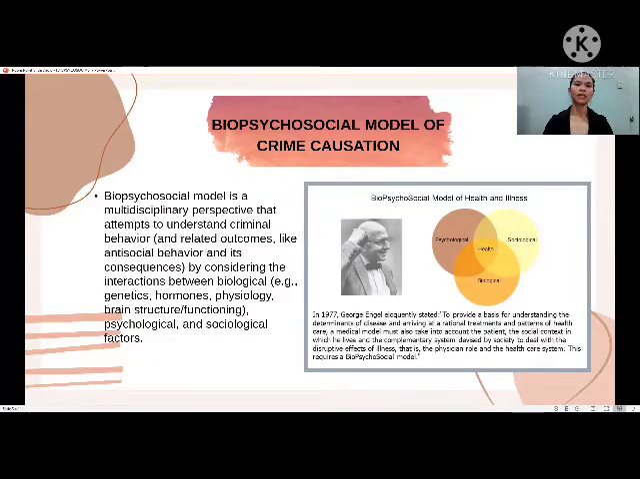The biopsychosocial model is a multidisciplinary perspective that attempts to understand criminal behavior and related outcomes like antisocial behavior and its consequences by considering the interaction between biological factors, such as genetics, hormones, physiology, brain structures and functioning, and psychological and sociological factors. The biopsychosocial is the complex relationship of these factors. When we say bio, it means genes, or inherited.